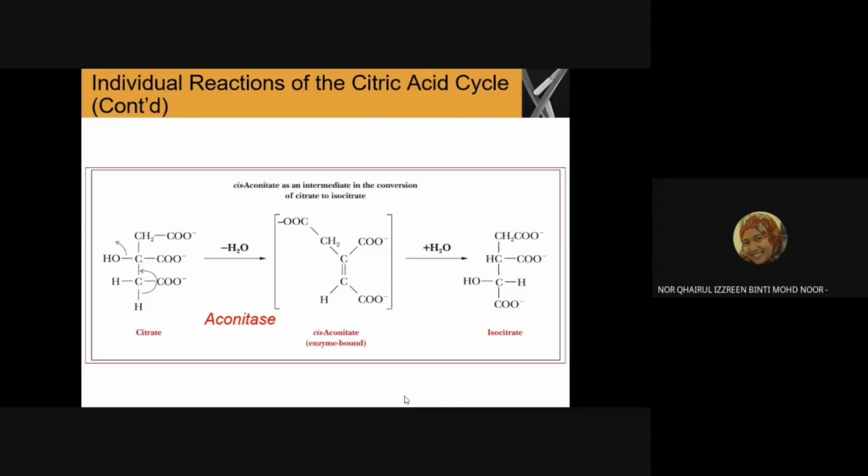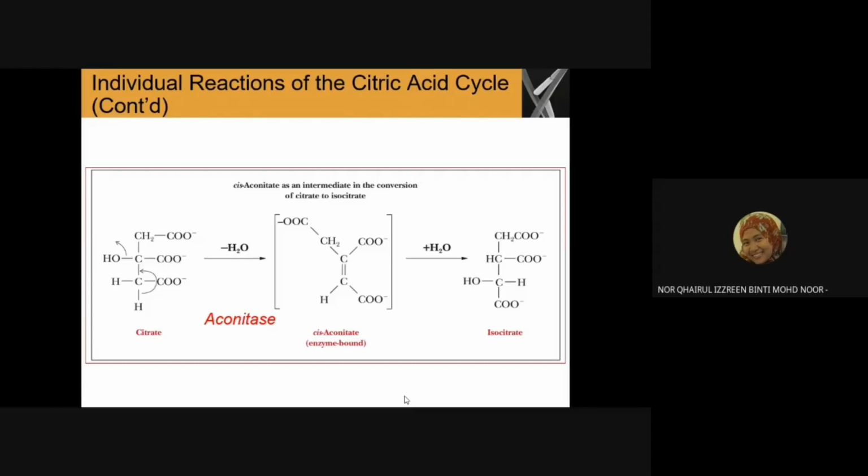The hydroxyl group on the left side of the citrate molecule is moved from carbon number 3 to carbon number 2. This step also involves two processes. One is dehydration, where we remove one water molecule, followed by a second reaction, which is hydration, as it uses another water molecule to replace the hydroxyl at carbon number 2 and hydrogen at carbon number 3.